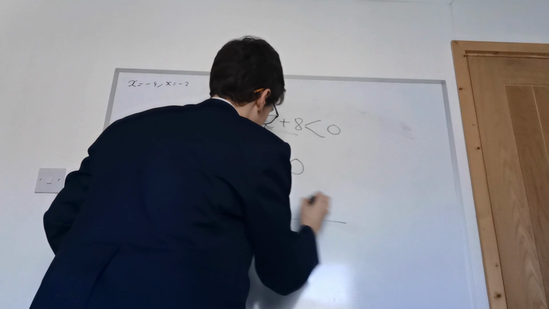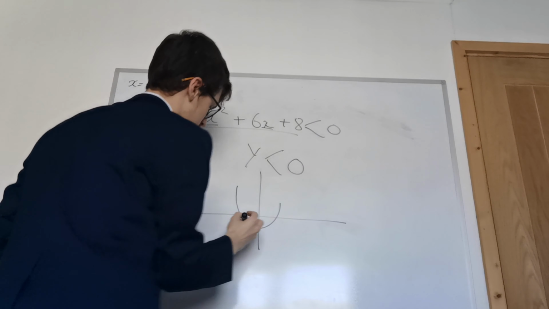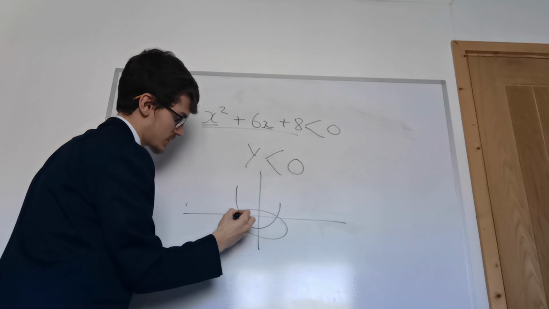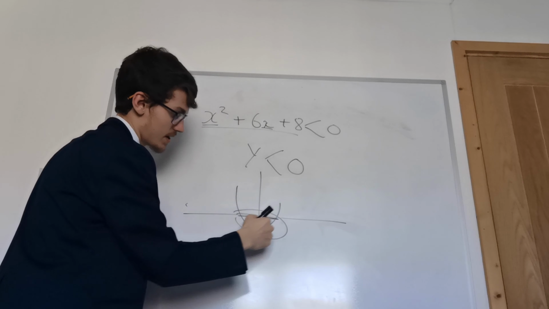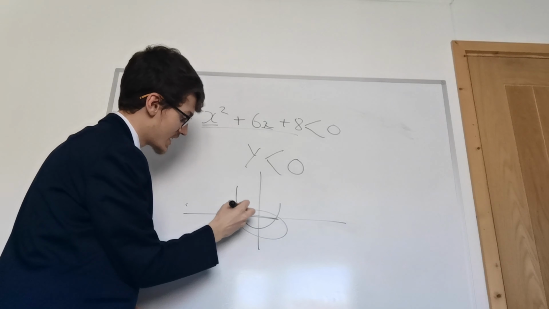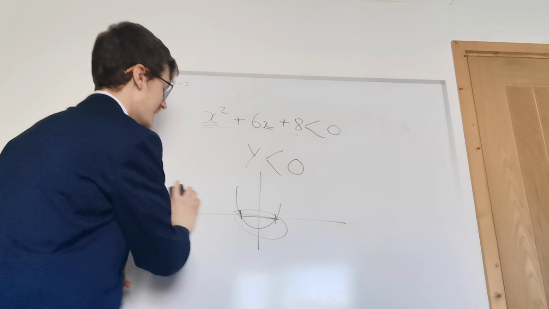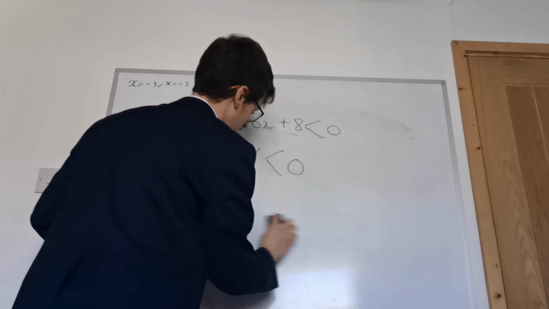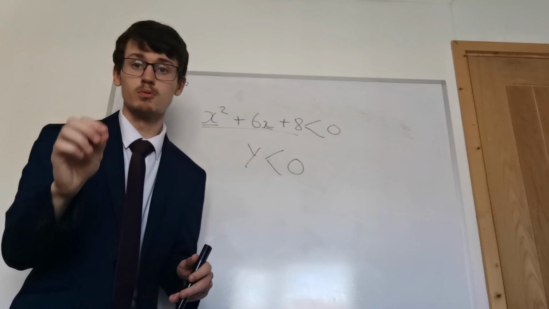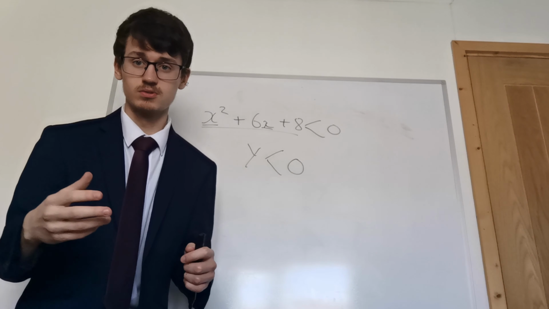We've got a graph here. This part here is where y is equal to 0. This part, this area here, y is less than 0. And as you can see, ironically, it's internal. That means if y is less than 0, the quadratic will always be an internal quadratic. All you need to do is solve it.